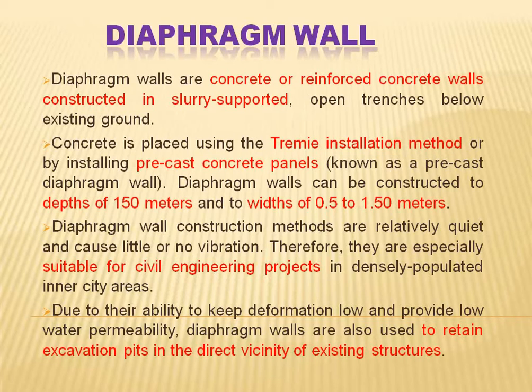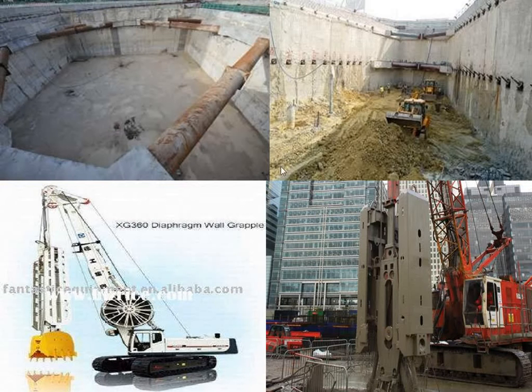Diaphragm wall can be constructed up to a depth of 150 meters and a width of 0.5 to 1.5 meters. It is suitable for civil engineering projects in densely populated city areas. Again, it is used to retain excavation pits in the direct vicinity of existing structures. See some pictures of constructed diaphragm walls, and the equipment used for their construction.